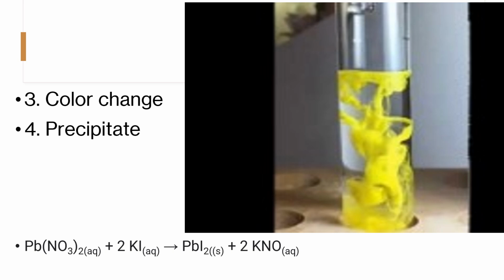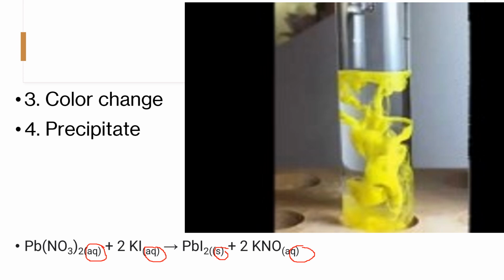But first I want you to notice the reaction I have written on the bottom. And what we have is extra subscripts added on with letters, and those are state symbols. AQ means it is dissolved in water. Okay, and then what we have here is an S for solid, and that is our solid precipitate. It also makes another product that is dissolved in water, AQ, aqueous as well.